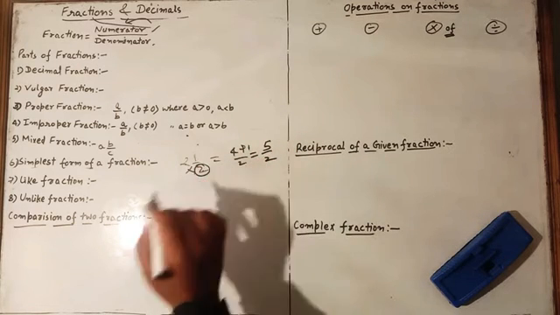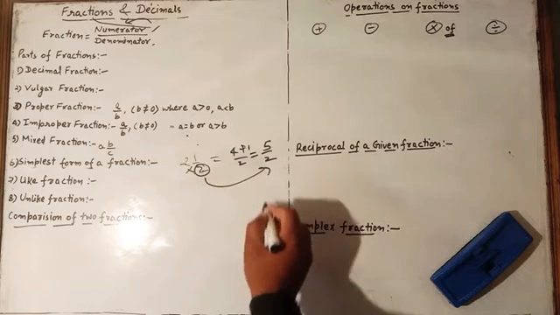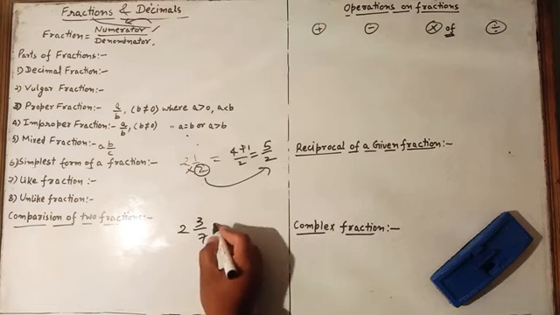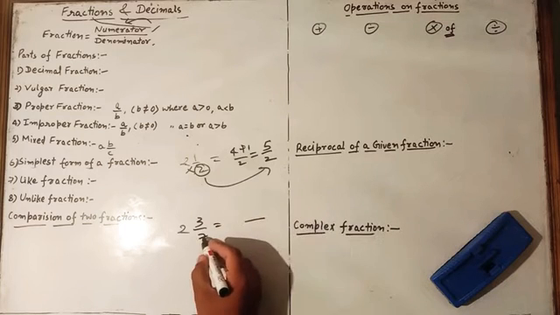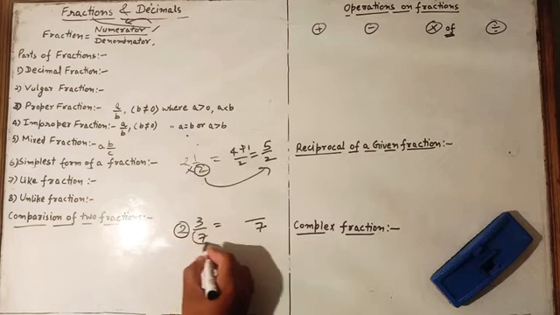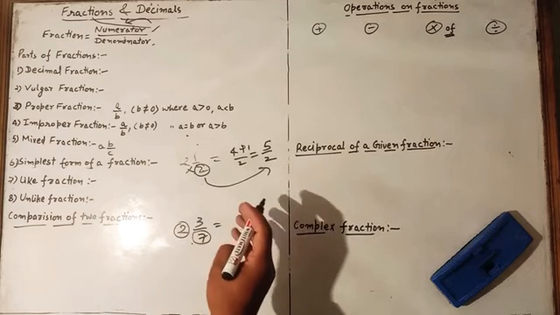The denominator will remain the same only. Like if it is written 2 whole 3 by 7, then what will be the simple form of this one? 7 we will write as it is, and we will multiply these two numbers, 7 2s are 14, plus 3, 15, 16, 17.